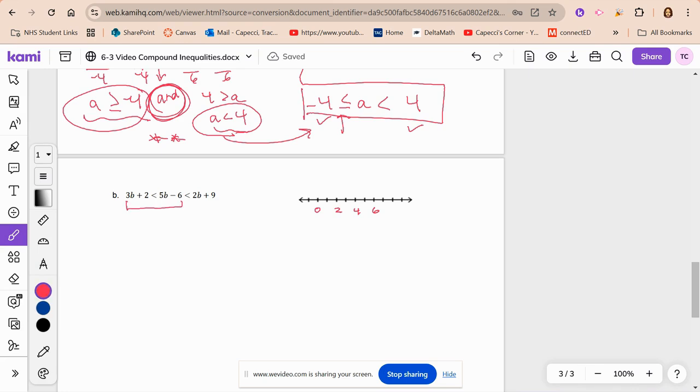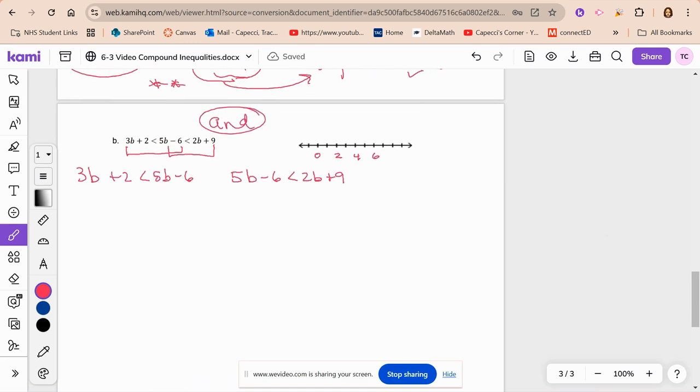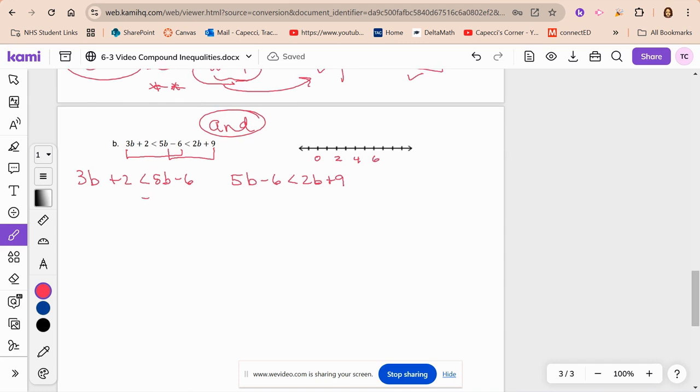So I'm going to put this inequality first. 3b plus 2 is less than 5b minus 6. And then I'm going to rewrite this inequality. So I have 5b minus 6 is less than 2b plus 9. Okay, now again, I have a lot going on there, but I know that's an and statement. So I'm going to separate them first into 2 separate inequalities. I'm going to solve for b on both sides, and then I'm going to combine it like I did in the last one. So this gives me negative 2b plus 2 is less than negative 6.